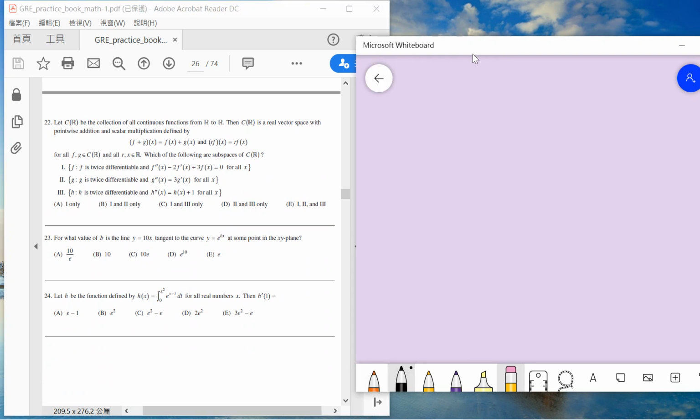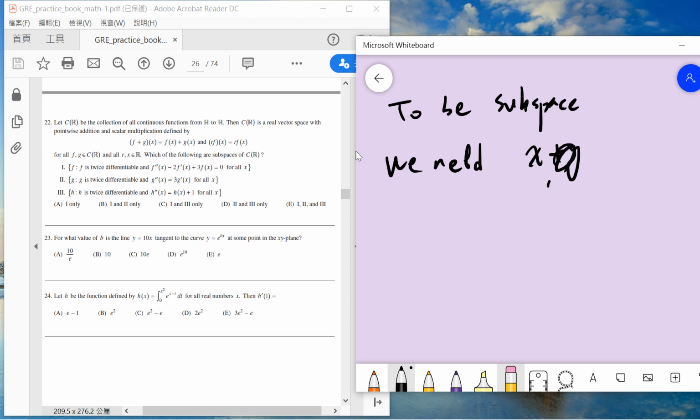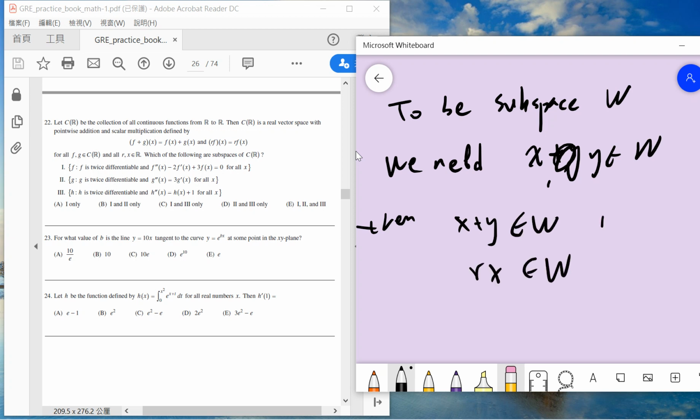The space of real functions is a vector space with pointwise addition and constant multiplication, and it gives you 3 subspaces. It asks which one is a linear subspace. To be a subspace, we need: if x, y are in W, then x plus y is in W and rx is in W, for all x, y in W and r a real number.